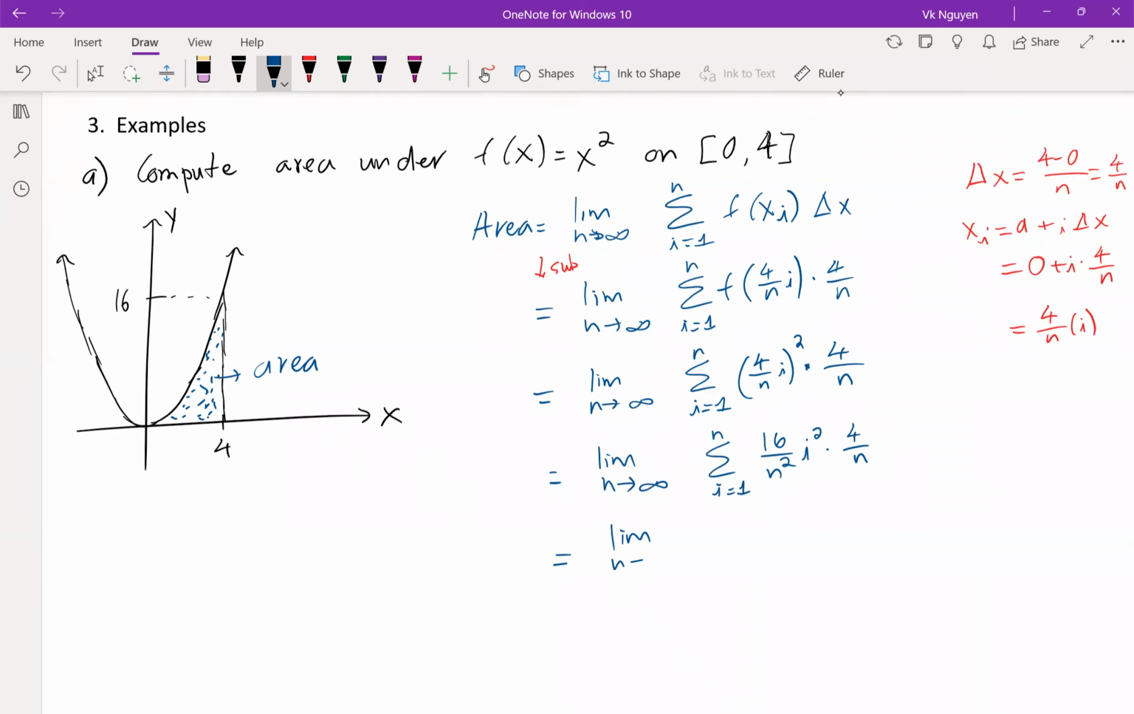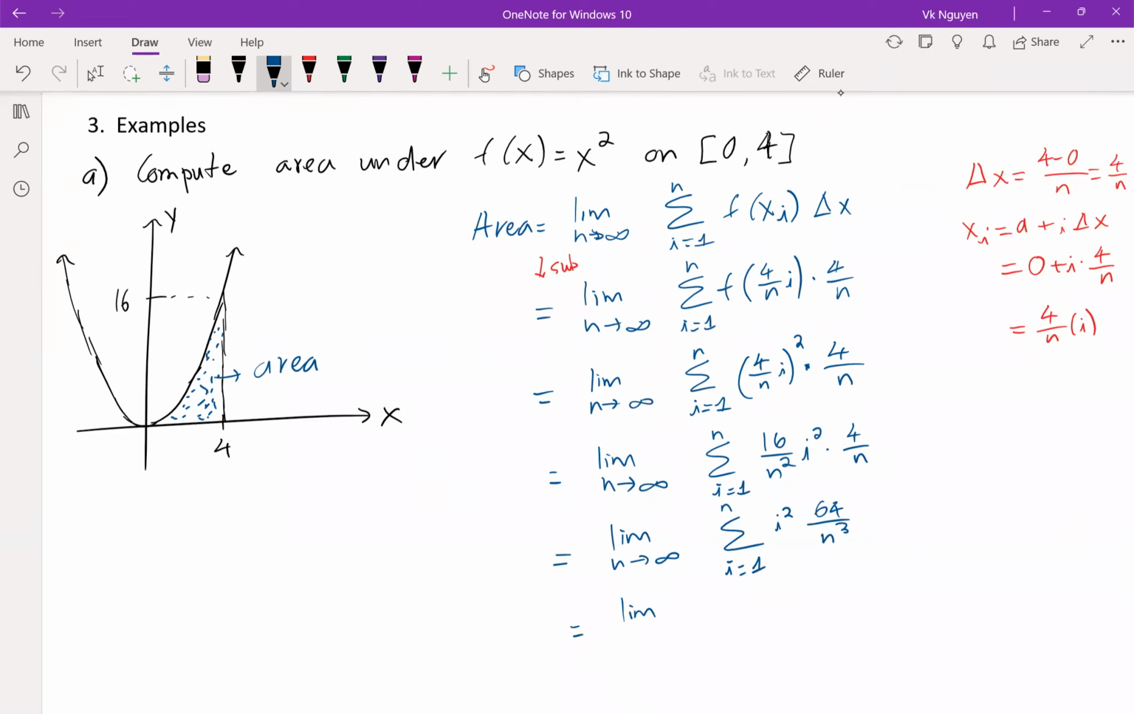Limit n goes to infinity, summation of i equals 1 to n of i squared, multiplied by 4 times 16 is 64 over n to the power 3. The summation has nothing to do with n, so we can move 64 over n to the power 3 outside of the summation.